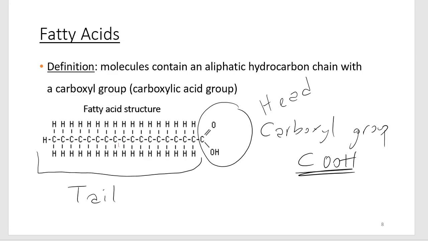Basically, when you have a carboxyl group end with a hydrocarbon chain together, we call it fatty acid. Let's identify the structure. On one end, we have a carboxyl group. On the other end, we have a carbon with 3 hydrogens attached to it. So it's CH3, and that functional group is a methyl group.